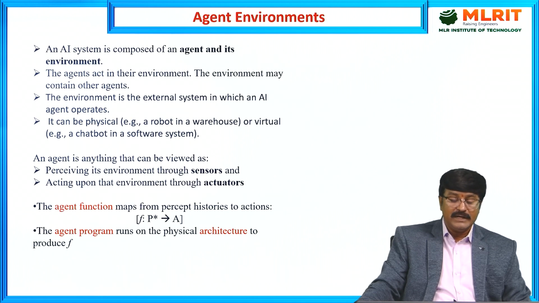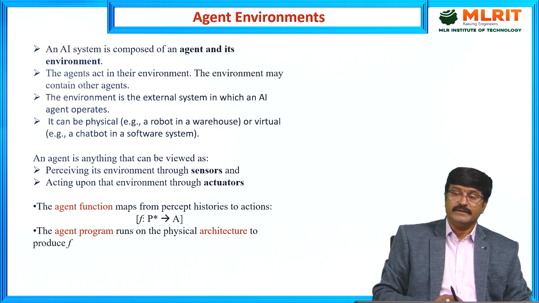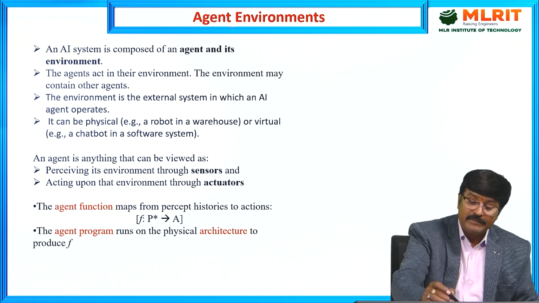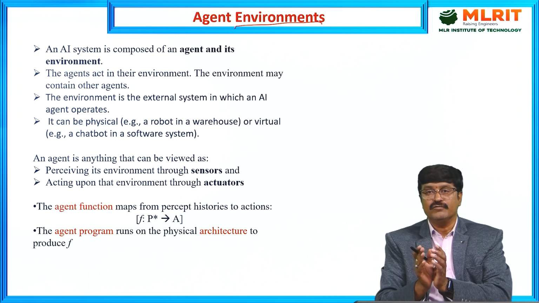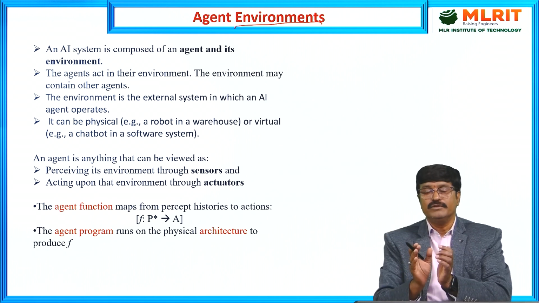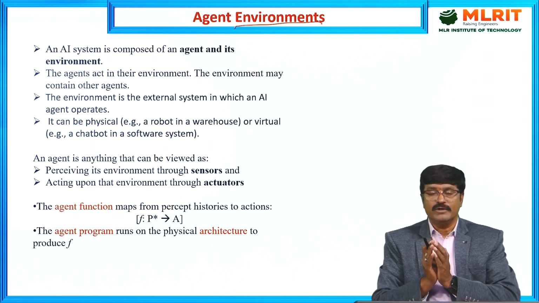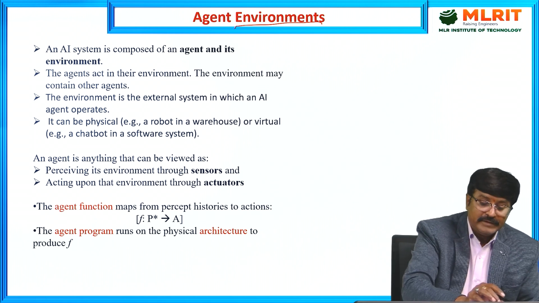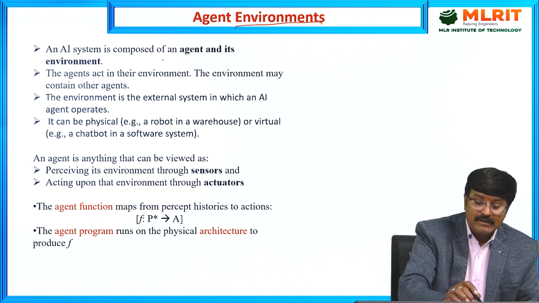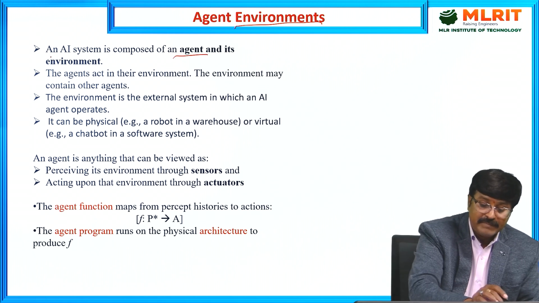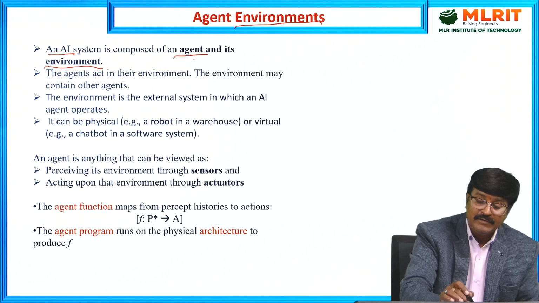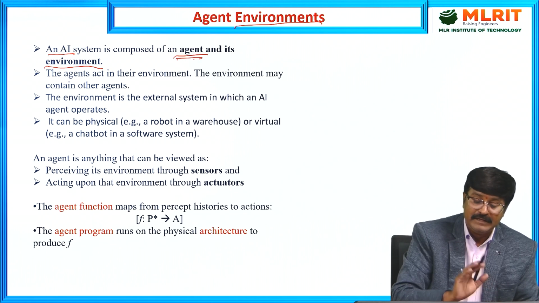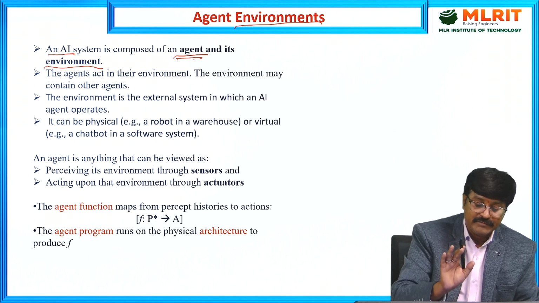Another important thing is that in an AI agent, the environment is an important parameter. The environment is where you are taking the inputs, or where you have to do the actions or run the program. Okay. So an AI system, an artificial intelligence system, is composed of an agent and its environment. These two combined are called an artificial intelligent agent plus its environment.